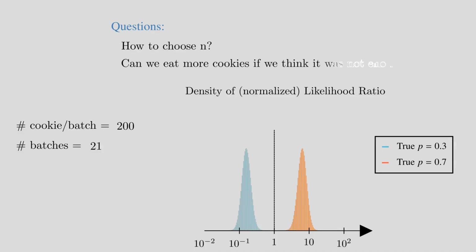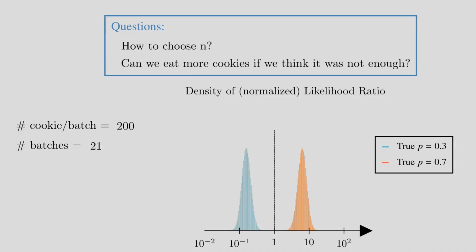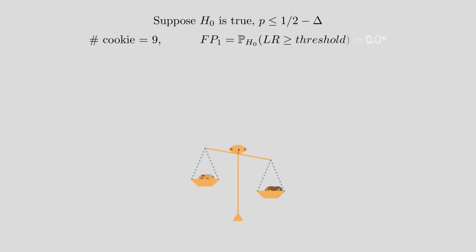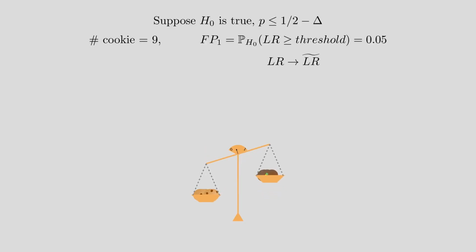Why do we even have to choose? Can't we just eat cookies until we're happy with the result of the tests? Let's try it! Bob eats just 9 cookies, and we chose the threshold so that the false positive rate is 0.05, or 5%. Then Bob eats more, and we get another likelihood ratio, with another threshold, such that the false positive rate for 15 cookies is 0.05 again.